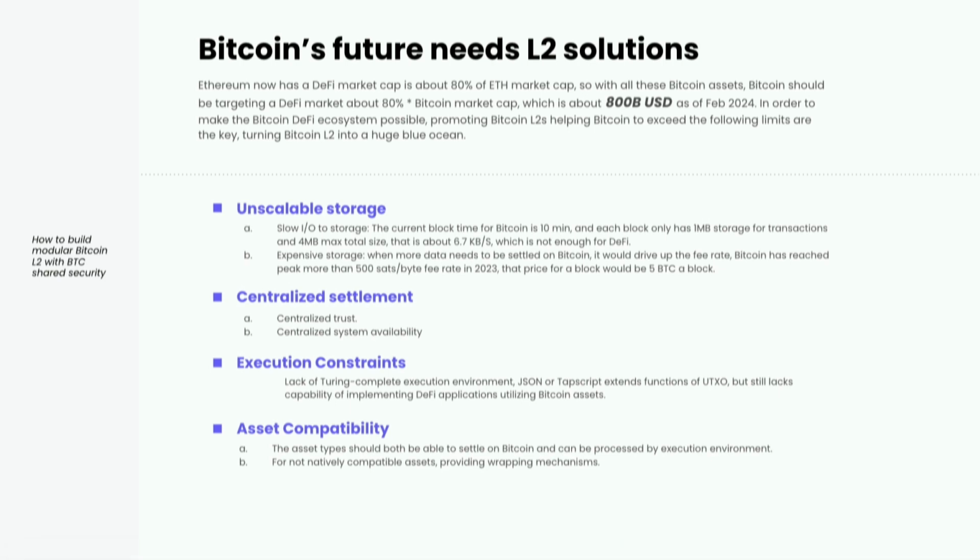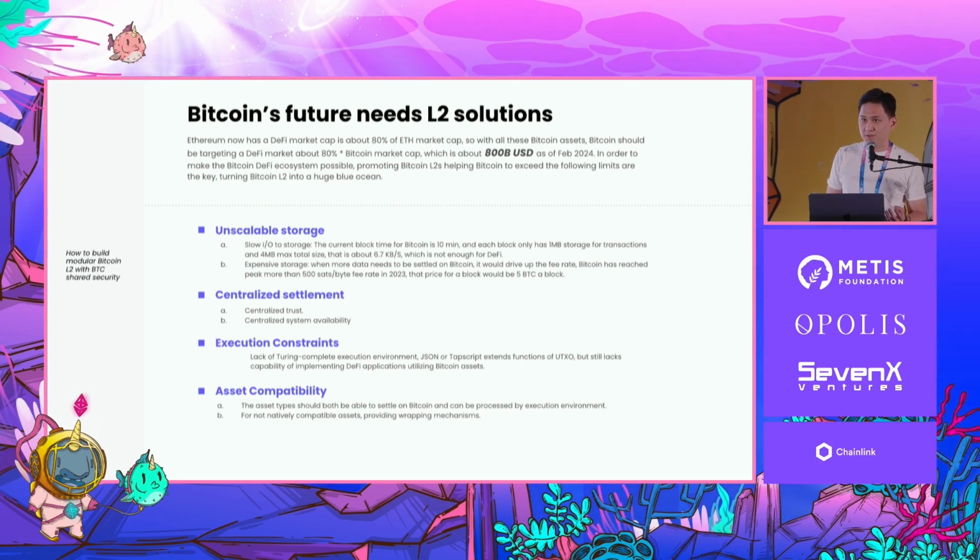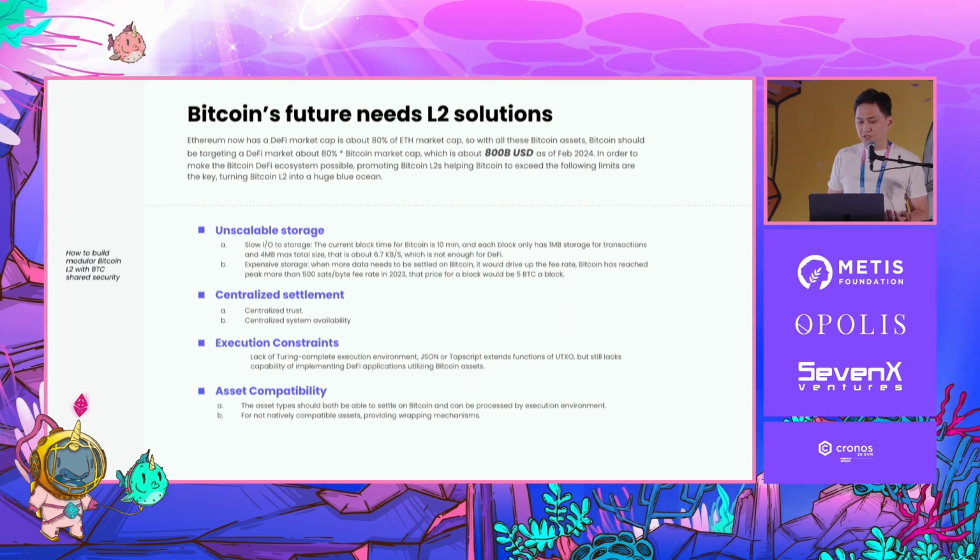One is that it has very slow I/O and storage. The current block time is still 10 minutes, and even with the SegWit upgrade and the Taproot upgrade, you can write less than 4 megabytes every 10 minutes. That's about 6.7 kilobytes per second. It's super slow, and because of the speed, it's also very expensive to write to. With Ordinals, the peak fee rate for writing to Bitcoin was about 500 Satoshis per byte. That means writing one block at this fee rate would cost you 5 Bitcoins. It's just unaffordable for writing any data.